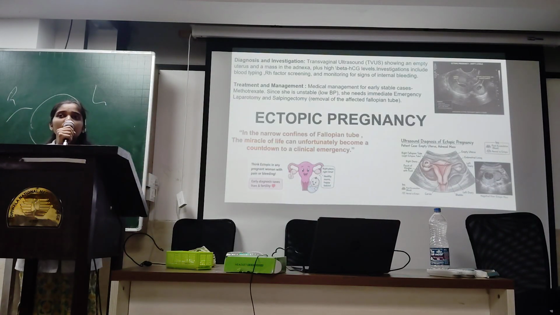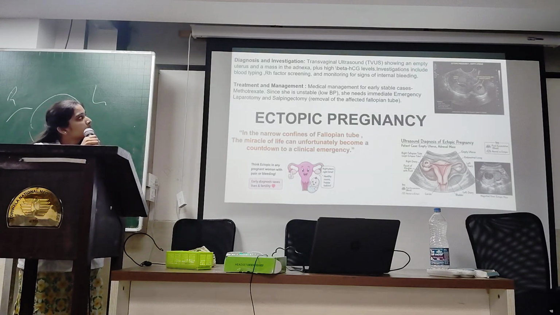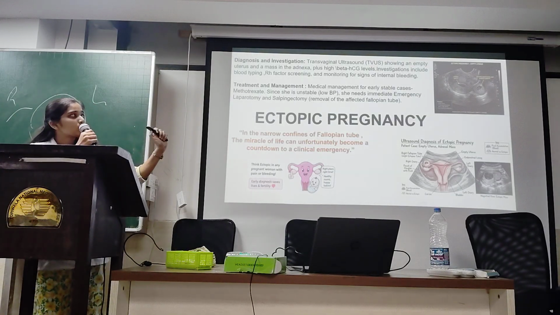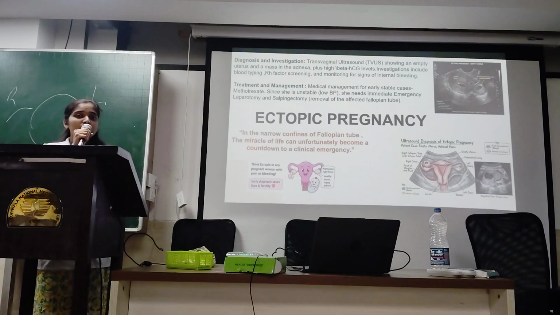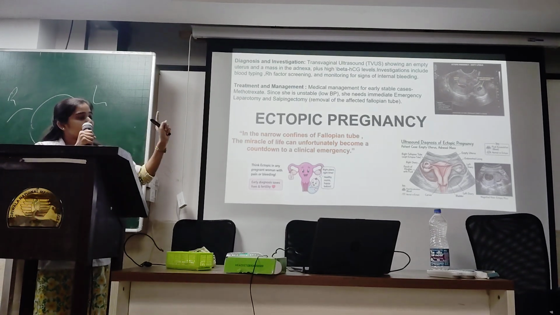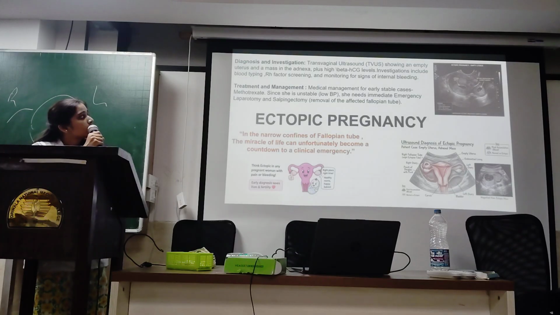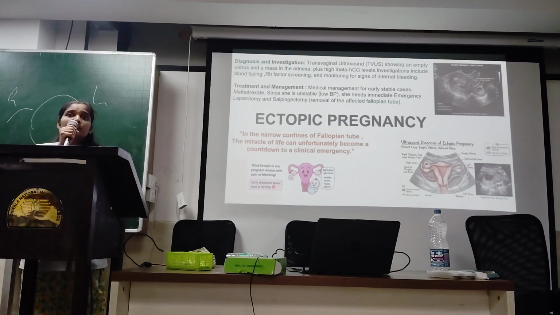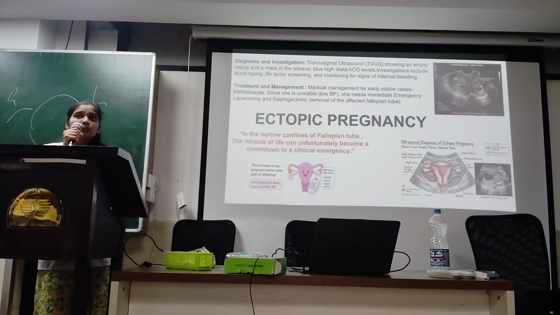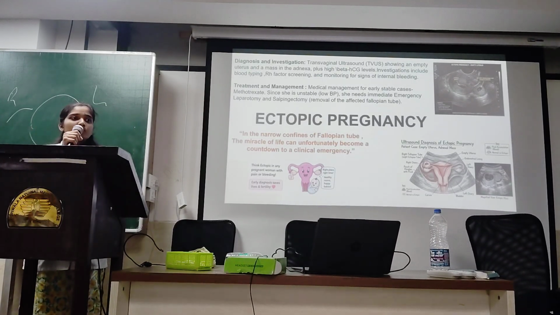Now moving towards the diagnosis and investigations. A transvaginal ultrasound shows an empty uterus and a mass in the right adnexa. Adnexa is an anatomical region which includes the right ovary, right fallopian tube, and supporting ligaments. Other investigations include blood typing. Blood typing is important in order to know the blood group of the female, because as there is massive internal bleeding, blood transfusion is required.